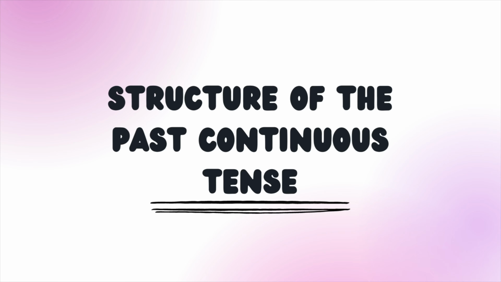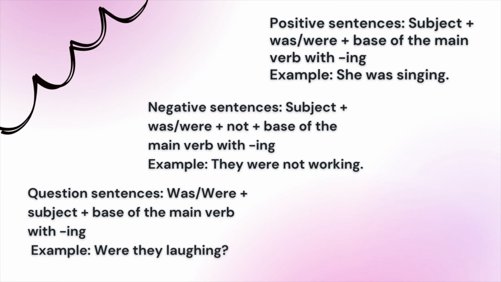Let's look at the structure of the past continuous tense. For positive sentences, subject plus was or were plus the base of the main verb with ing. For example, she was singing. For negative sentences, subject plus was or were plus not plus base of the main verb with ing. For example, they were not working. For question sentences, was or were plus subject plus base of the main verb with ing. For example, were they laughing?